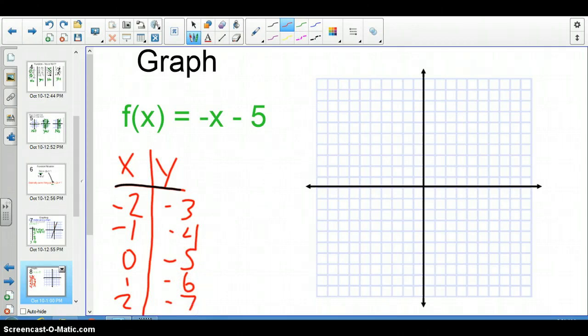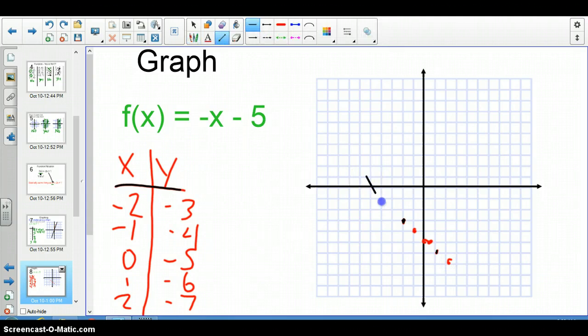Now look at your change. Each time you're just subtracting 1. So if I plug 3 in, I'd get negative 8. If I plug 4 in for x, I'd get negative 9. Now I can go and plot these. Negative 2, negative 3. Negative 1, negative 4. 0, negative 5. 1, negative 6. 2, negative 7. Then I can graph them.